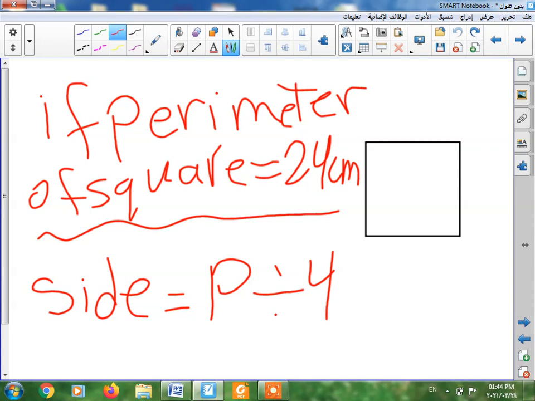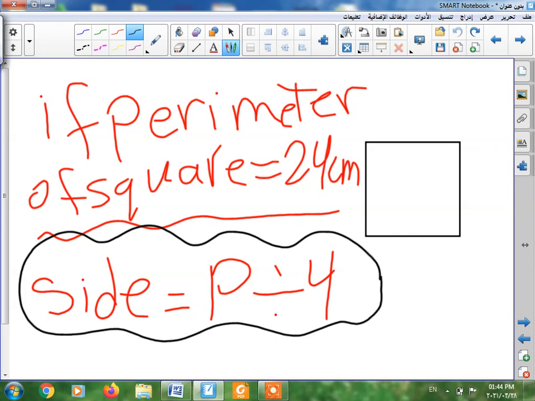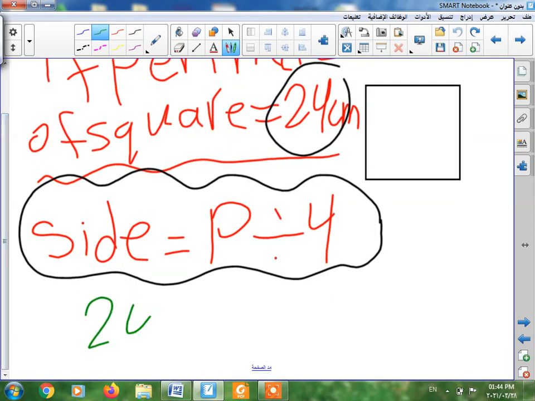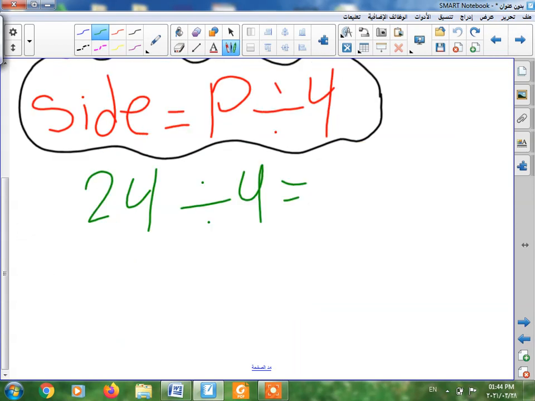If we get the perimeter of a square and we need to find the side length, we must write: side length of a square equals perimeter divided by 4. What's the perimeter of this square? 24. Then write 24 divided by 4 equal what? 24 divided by 4 equal 6.